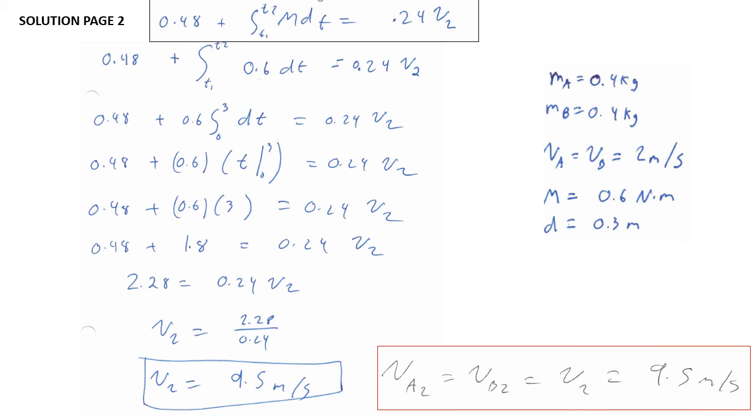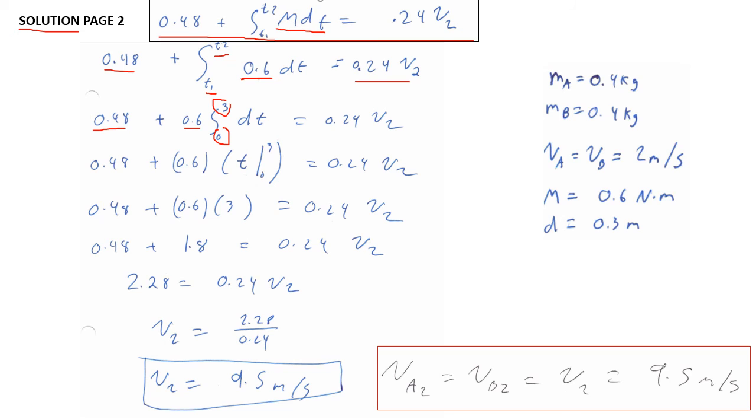As we continue with our solution, we recall what we had at the bottom of our last slide and rewrite it here. Now what we want to do is deal with our middle term, our moment. Our moment was given to us as 0.6, so we can plug that in, and we end up with 0.48 plus the integral from t1 to t2 of 0.6 dt is equal to 0.24 v2. Now we realize that our t1 and t2 were given in the problem statement, from 0 to 0.3 seconds. Our M, the 0.6, is a constant, so we can pull that out from the integration. What we end up with is 0.48 plus 0.6 times the integral from 0 to 0.3 of dt is equal to 0.24 v2.